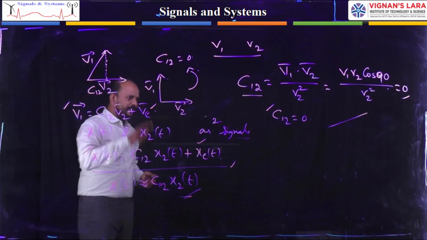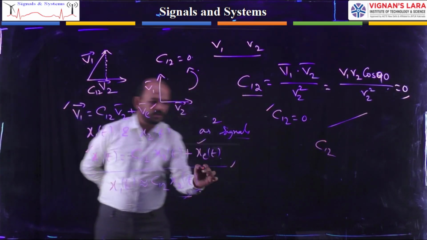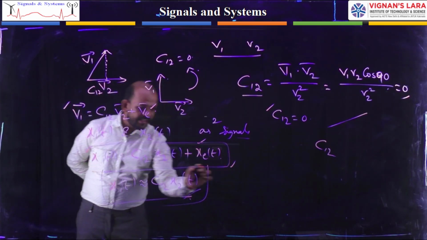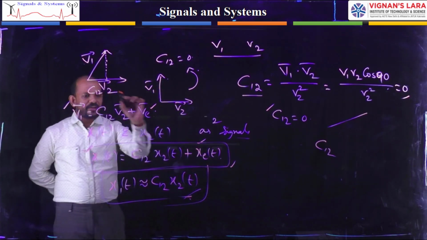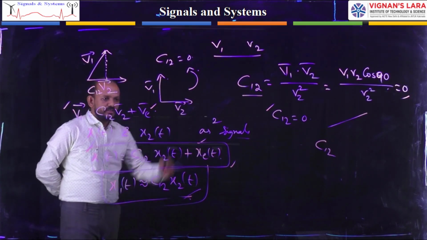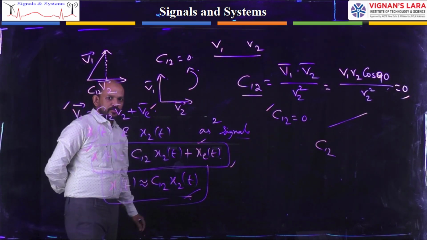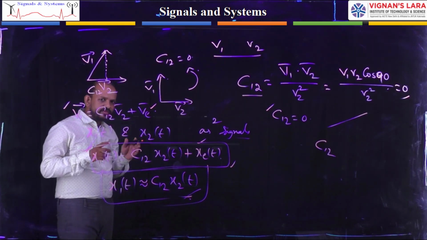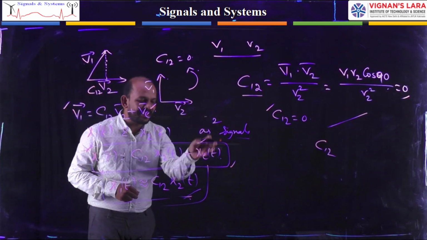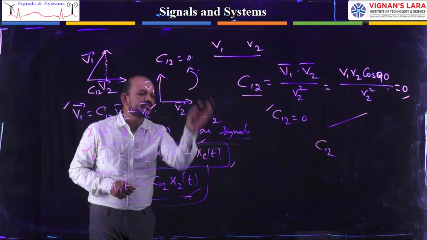Now we have to find out the value of c12. Keep this: this is the approximation, and this is the exact equation. For analysis, we have to take the exact equation and find the value of c12. We have to choose c12 such that it produces the minimum value of this error. This error should be very minimum. So what is the value of c12 such that it will produce a minimum error?